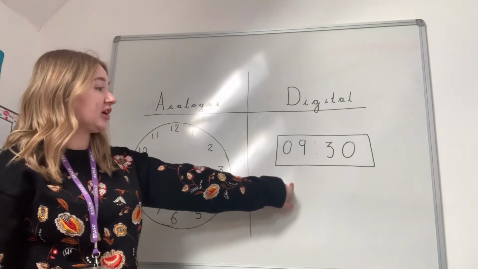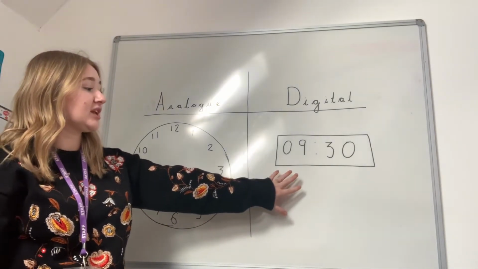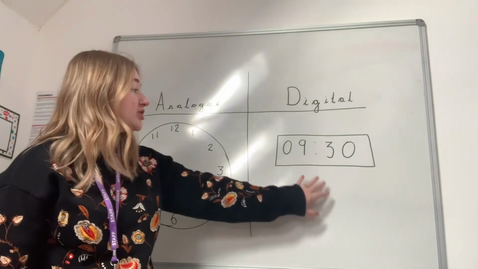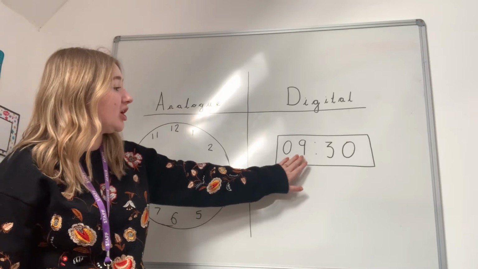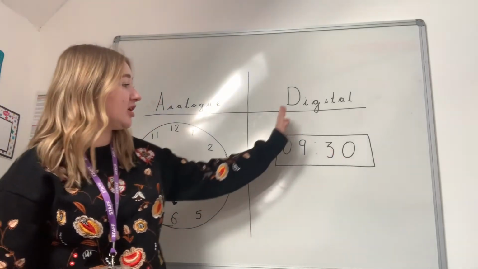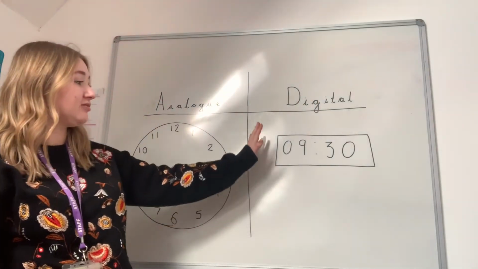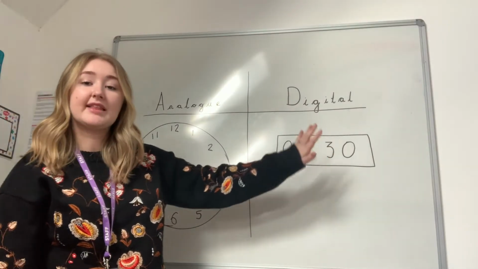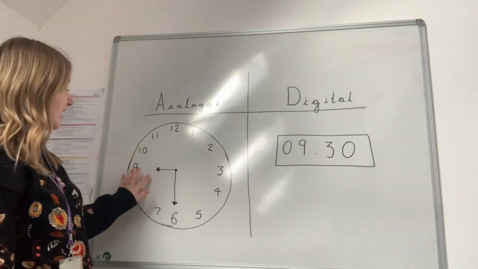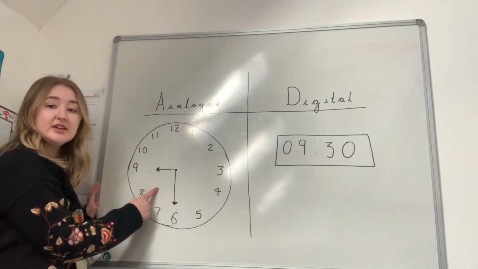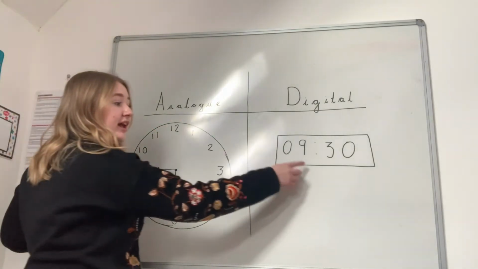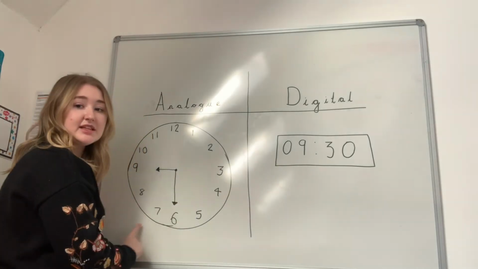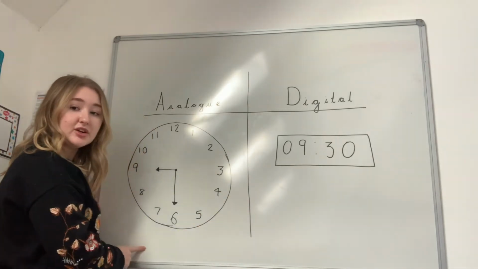A digital clock, however, is usually electric powered and it only shows the time like this. There is no other time represented on the screen apart from the time that it is at that time of the day. So here we have 9:30 written on this clock, and here we have 9:30 written on a digital clock, and you can see the difference in how they look.